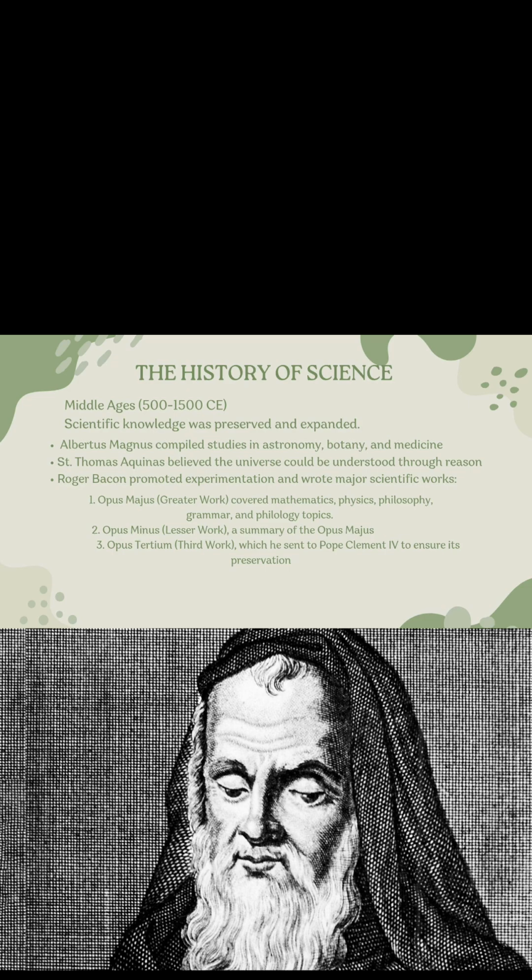He wrote three important works. First, we have the Opus Majus, greater work, which covered mathematics, physics, philosophy, grammar, and philology topics. Next is the Opus Minus, lesser work, a summary of the Opus Majus. And last is the Opus Tertium, third work, which was sent to Pope Clement IV to ensure its preservation.